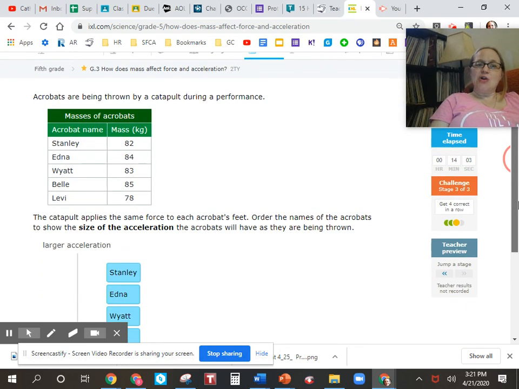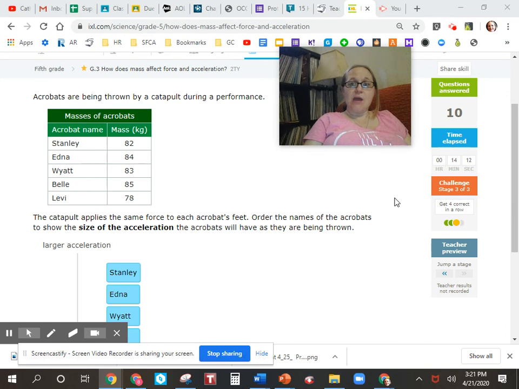All right. So hopefully you're kind of getting the hang of it now. You need to really pay attention to what it's asking for. Are they asking for the size of the force, or are they asking for the size of the acceleration? Okay. If there's anything that still doesn't make sense, let me know. Hopefully this will help you complete your IXL and learn the material a little more clearly.